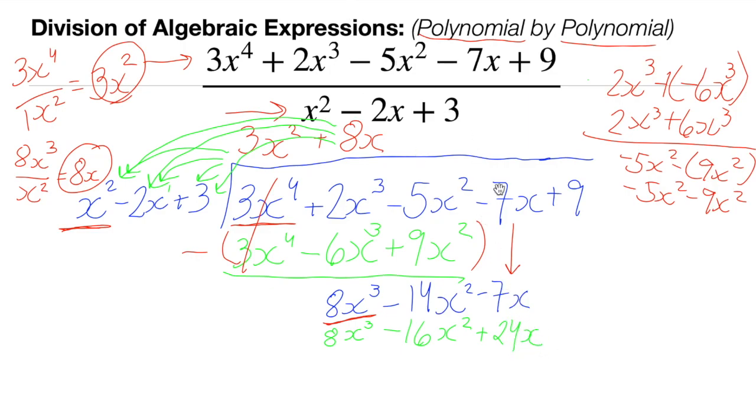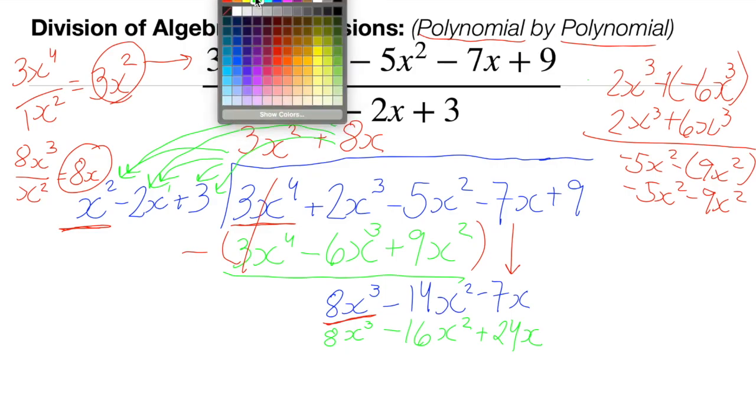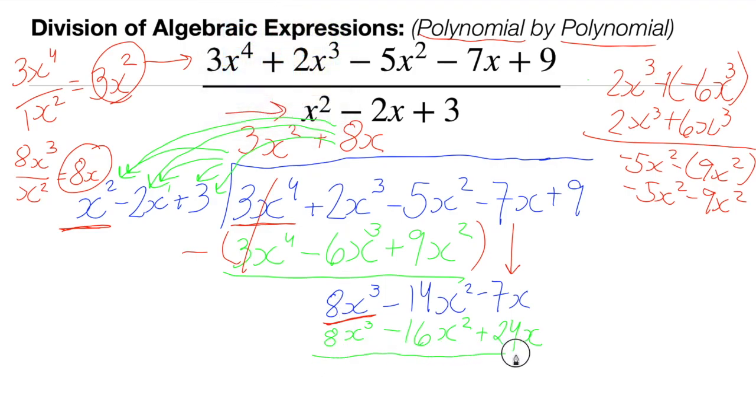Okay, and then we need to bring this 9 down. Oh, sorry, not yet. We need to subtract first. Let's make the space fit and do the subtraction. By the subtraction, we need to put a minus sign here and then parentheses over here. So 8x cubed minus 8x cubed is going to cancel. This is going to become 0, so we don't need to write that down.